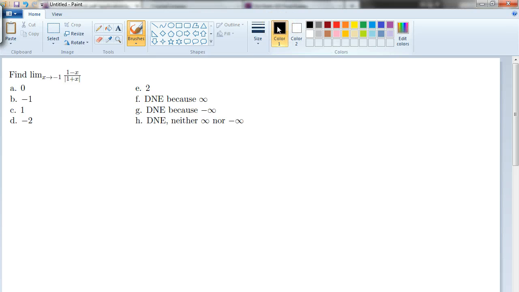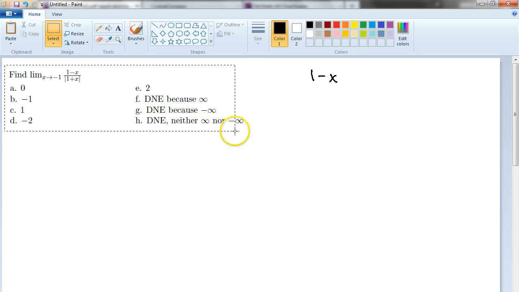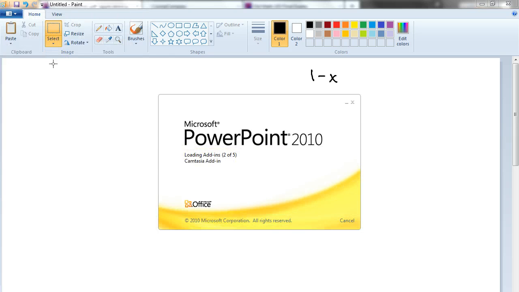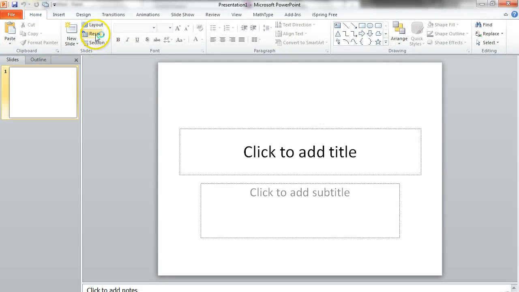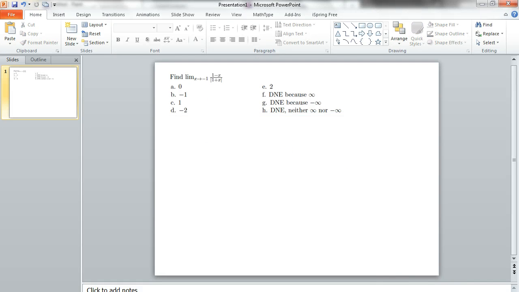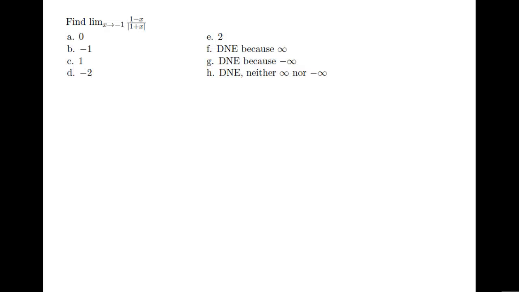Officially, absolute value functions should be handled in the following way. When you have a function with an absolute value, this delay is too much for me. I can't handle it. Let me try with PowerPoint. So what you do is you actually write it as a piecewise function. You say, on the one hand, if the thing that's inside of the absolute value is greater than 0, it'll be one thing. But if the thing inside the absolute value is less than 0, it'll be something else. Let me explain. So we have 1 minus x over 1 plus x, and the 1 plus x is an absolute value.